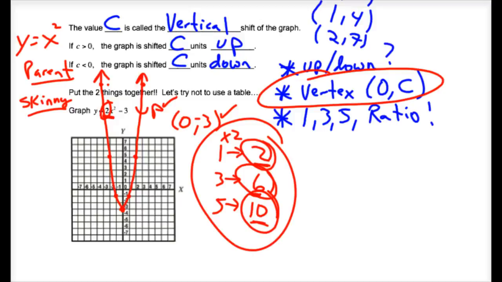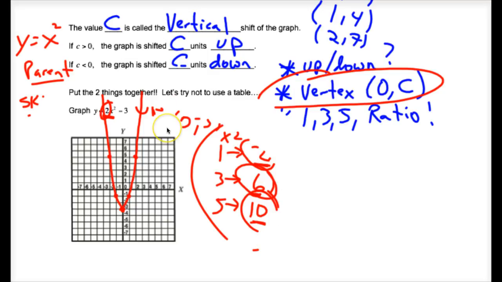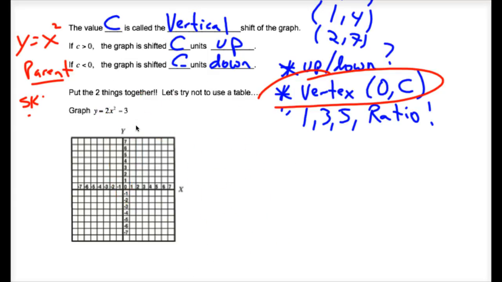Try the next one. You got it right there. I'll do it on the board. That's okay, I'll call Kevin up. Yeah, we can do it together. Like a parabola.